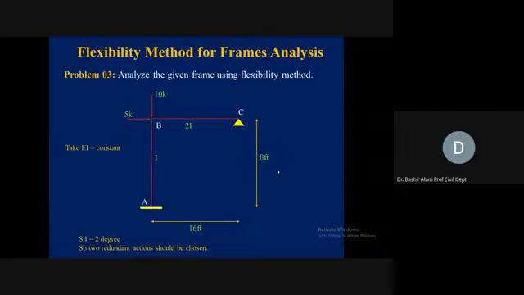Analyze the given frame using flexibility method. Again, AB is a vertical member having 8 feet length, and BC is a horizontal member which is having 16 feet length. Here you can see the dimensions. Location A, this is B and this is C. AB is having I while BC is having 2I. The only loads are applied at the joints. At joint B, we have rightward directed 5 kip and 10 kip in the downward direction. EI is equal to constant.